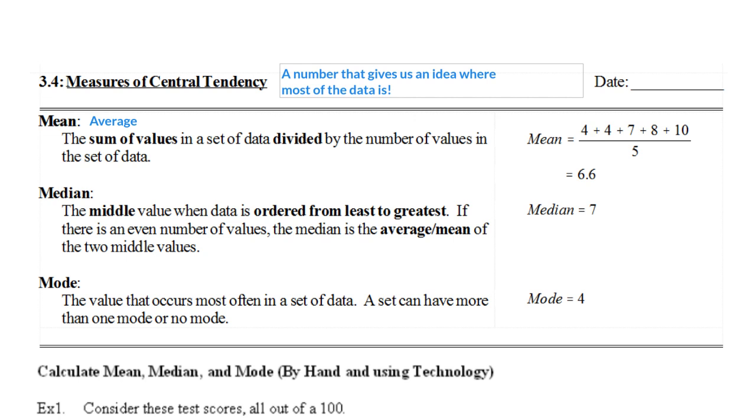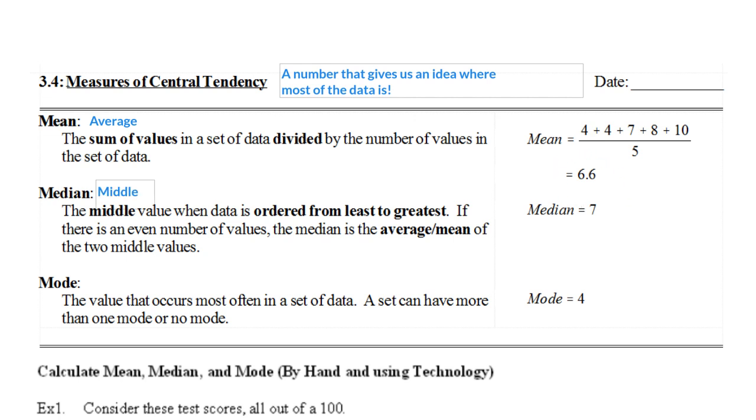In this case, I have the numbers 4, 4, 7, 8, and 10 in my list of numbers. What I've done here is I've divided by the total number in the list, which is 5, to get a mean or an average of 6.6.